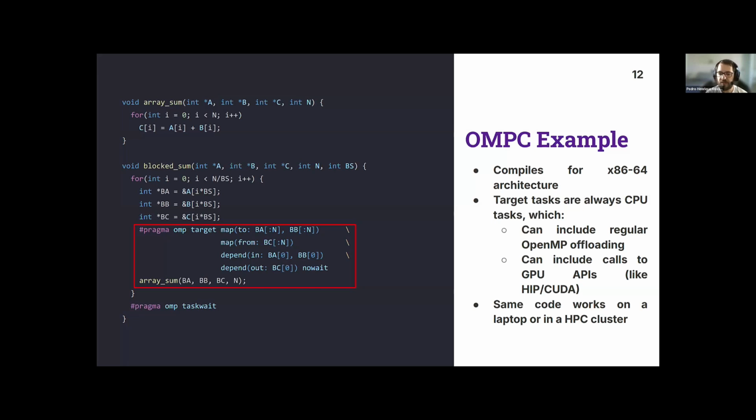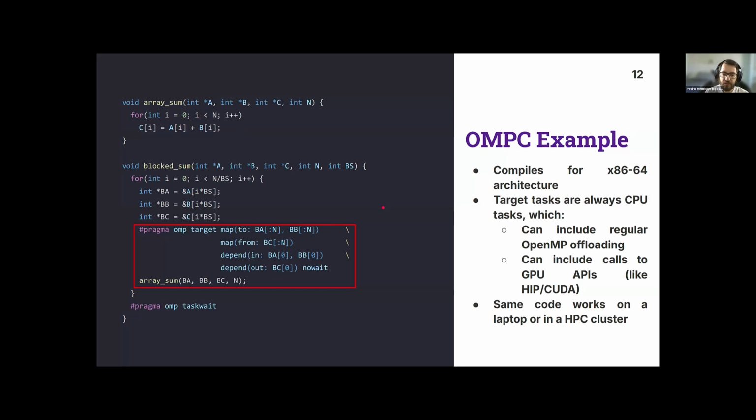So the standard way you use a distributed application. But as I said before, our targets, so our functions, are always compiled for CPUs, but there is nothing blocking you to call HIP here, for example, to use AMD GPUs, or call CUDA here to use NVIDIA GPUs.